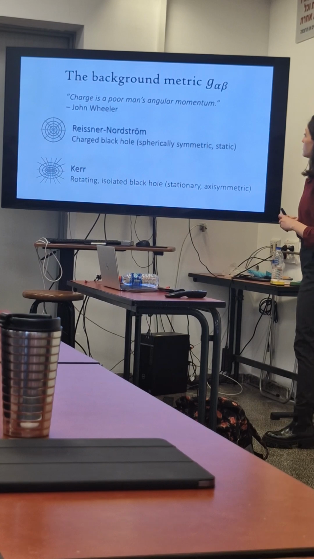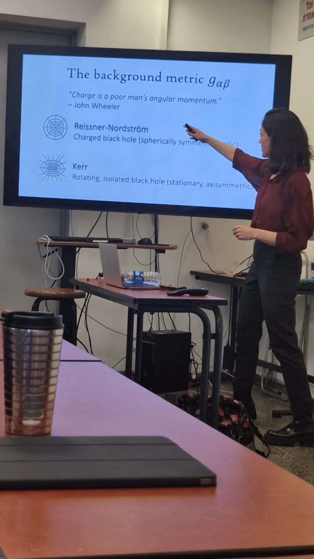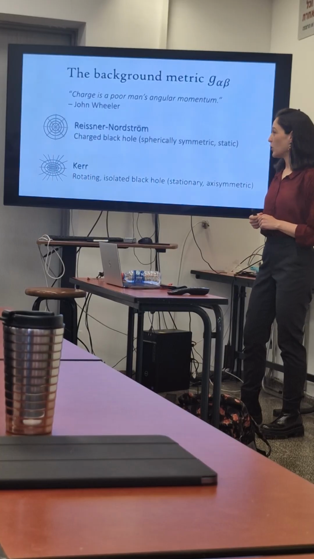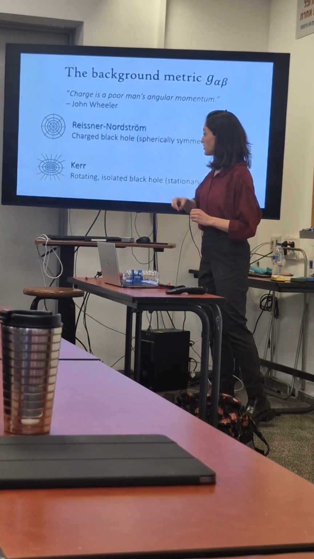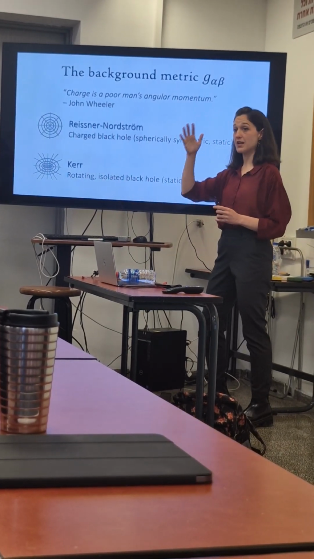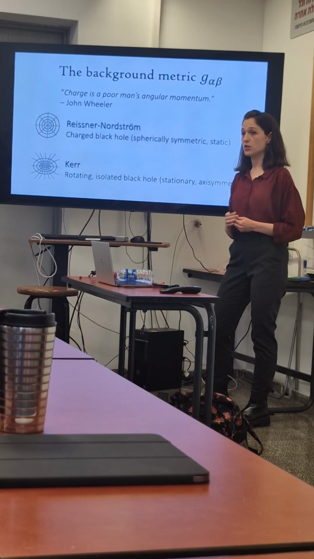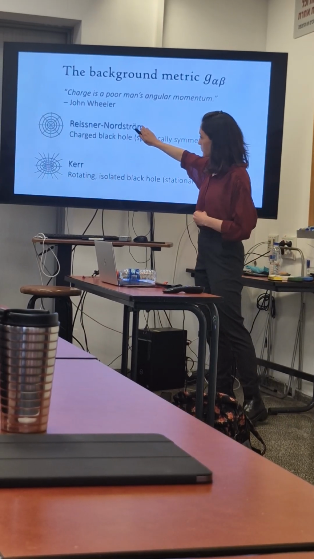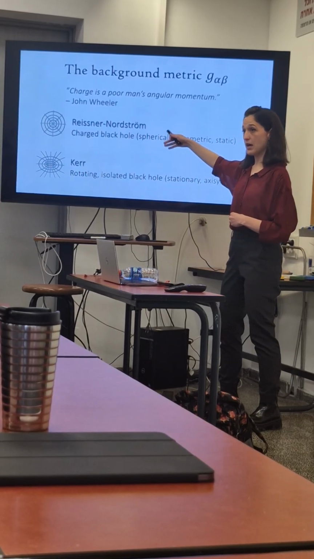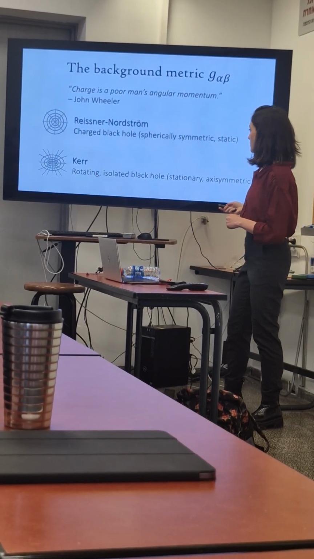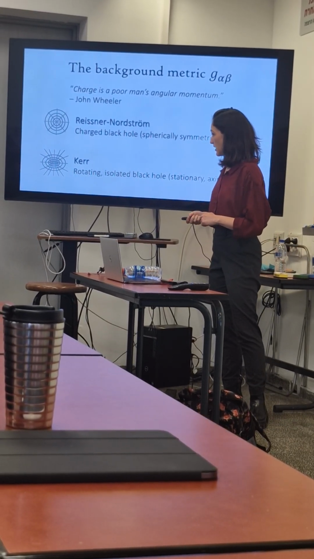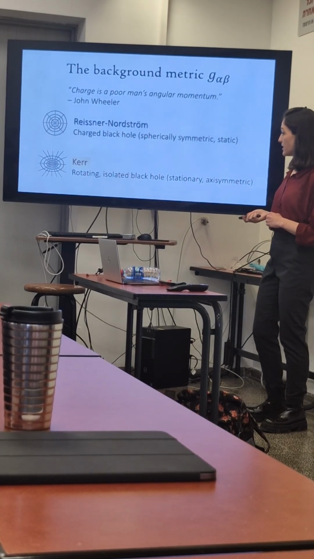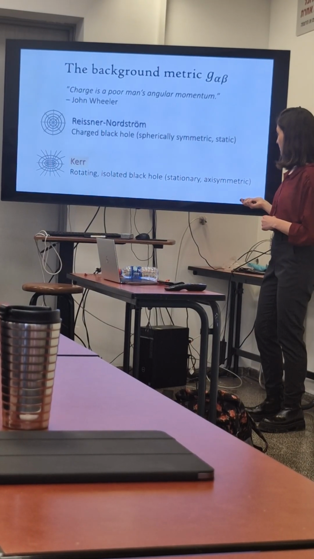Okay, so the background metric: charge is a poor man's angular momentum. We'll accept this because already in Reissner-Nordstrom, which is a charged black hole, we have a Cauchy horizon. We have a similar interior structure. So we started with Reissner-Nordstrom, and then after gaining some insights into that case, we left spherical symmetry behind and went to the Kerr case, which is a rotating black hole.